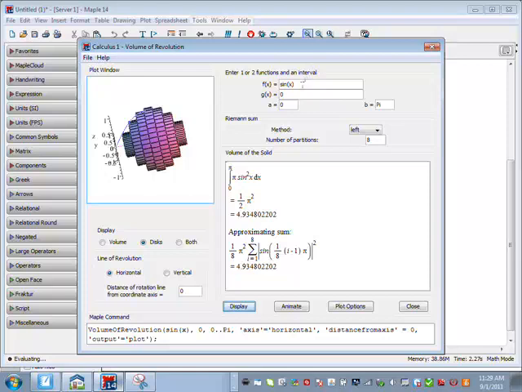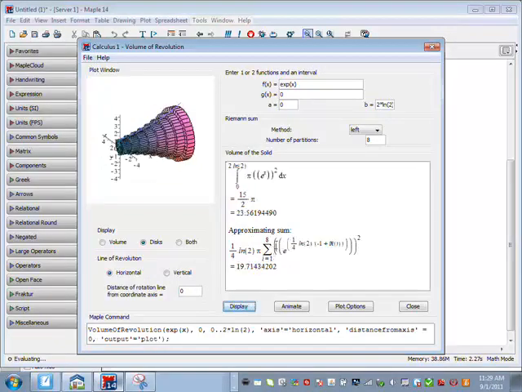E to the x. Again, we use the exponential in Maple. E to the x, and then from 0, was it the natural log of 4? Thank you. The natural log of 4. Display that. All right. Obviously, pi times e to the x squared. 15 pi over 2, they claim. Okay. See if you get that.